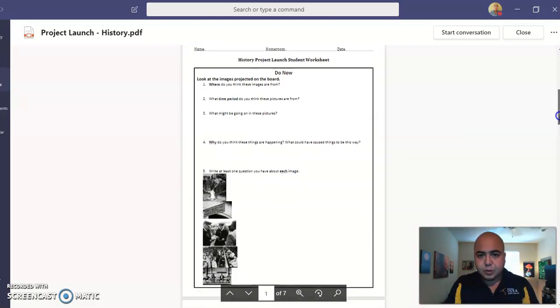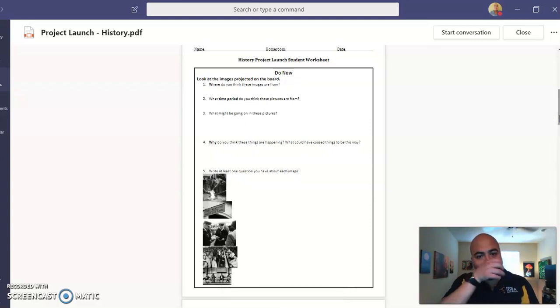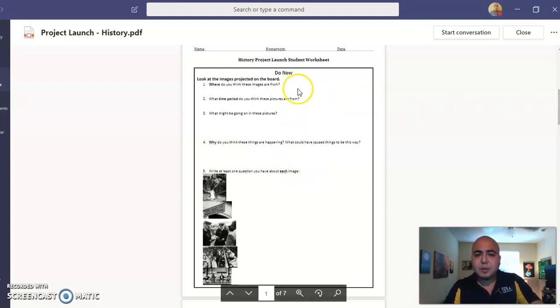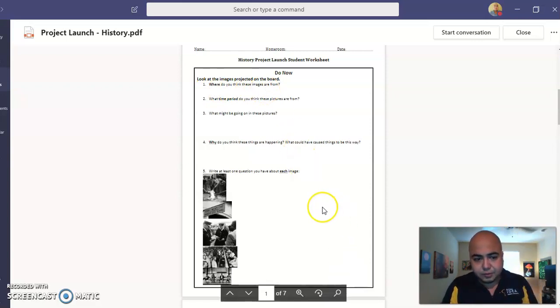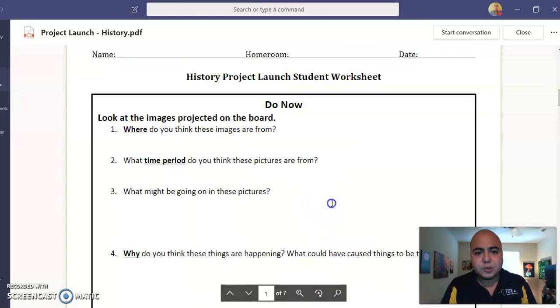So here's your do now. What I need you to do also, on a separate piece of paper, is write 1, 2, 3, 4, and 5. Don't write the questions. You're simply going to write the answers for those questions. Here's what I need you to do. I want you to look at the questions first. Just zoom in.